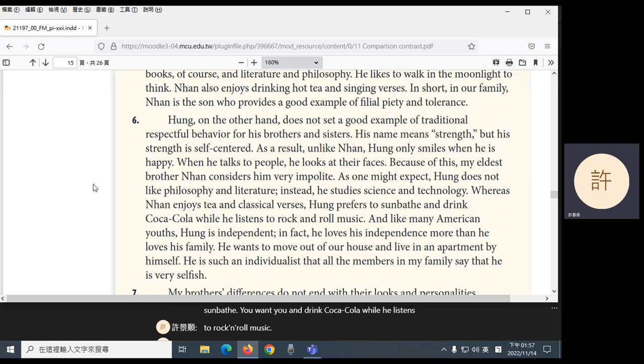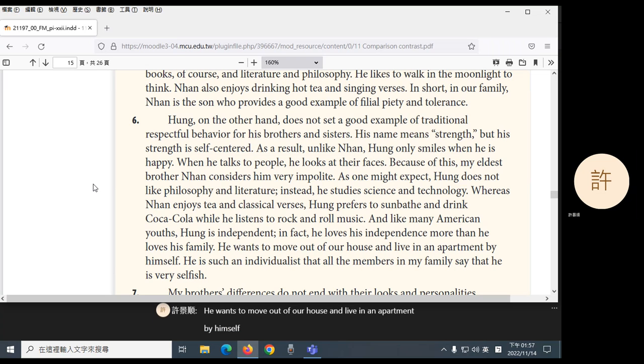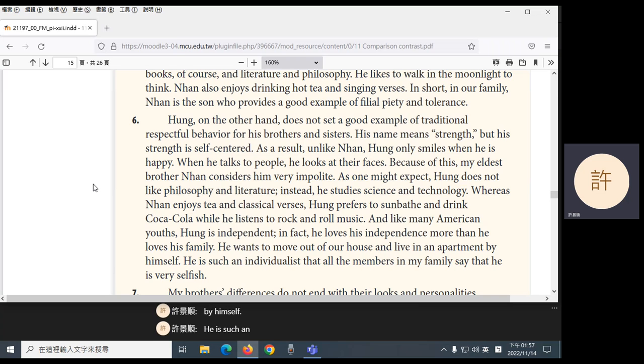And like many American youths, Hung is independent. In fact, he loves his independence more than he loves his family. He wants to move out of our house and live in an apartment by himself. He is such an individualist that all the members of my family say that he is very selfish.